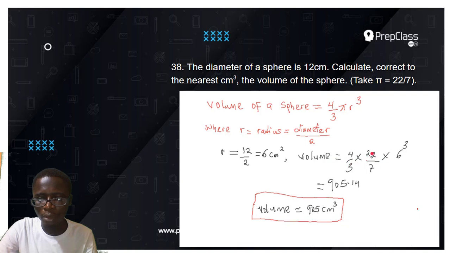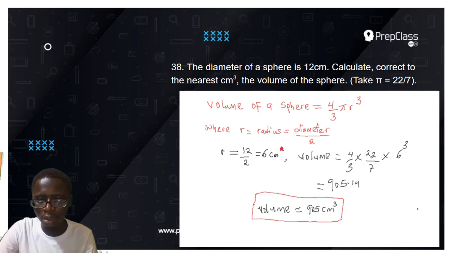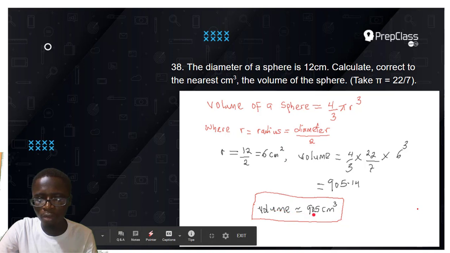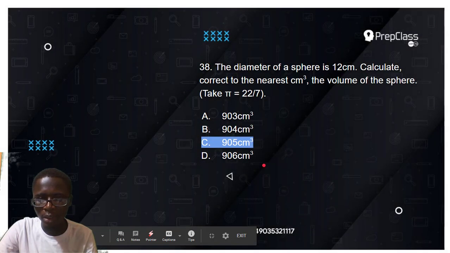4 all over 3 times 22 all over 7 for your pi times 6 raised to the power of 3. So you discover that by multiplying this, you'll get 905.14, which is approximately 905 centimeter cube. Don't forget the radius actually has a unit in centimeter and not in square, so this should be neglected. So this is the volume of our sphere, and this is reflected in option C.